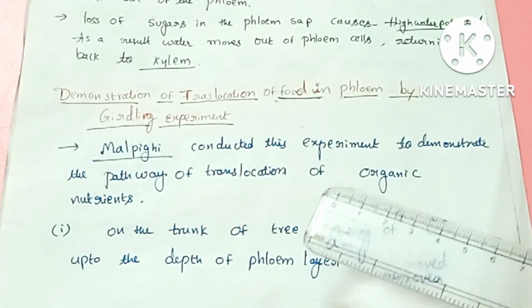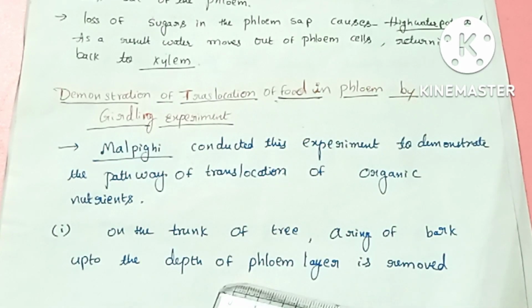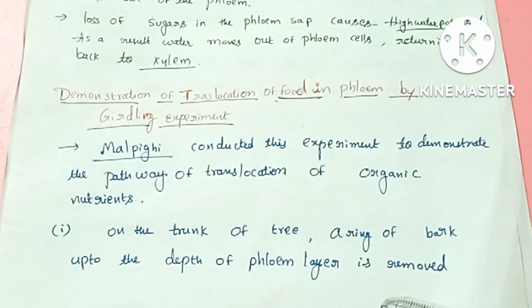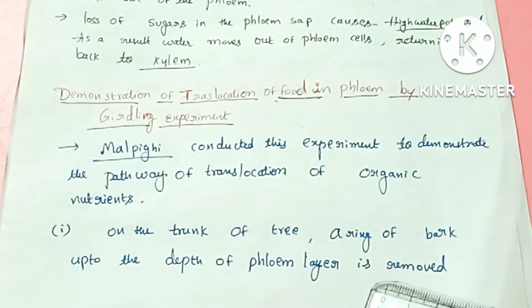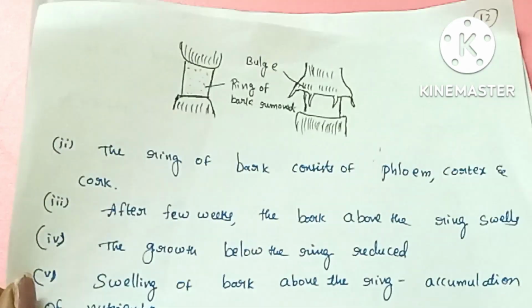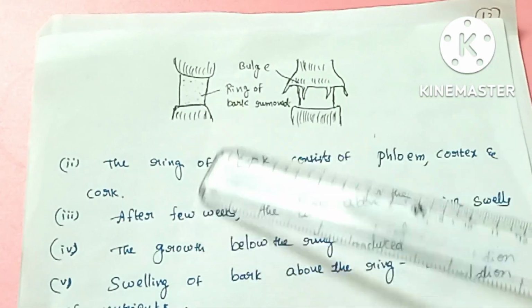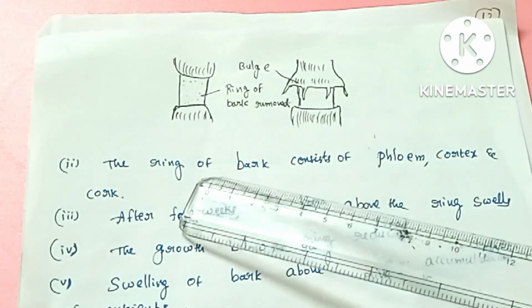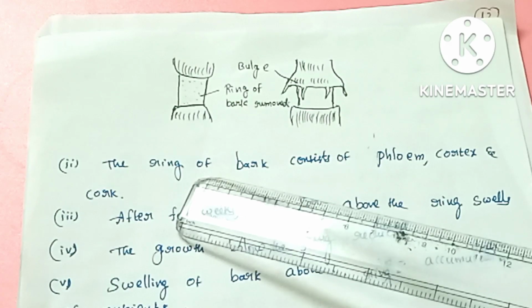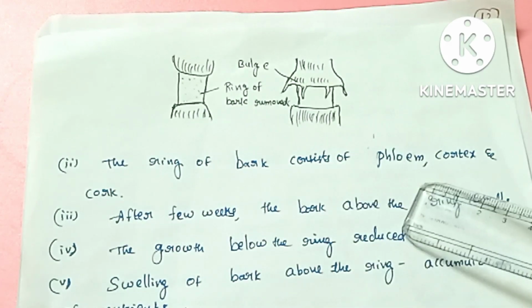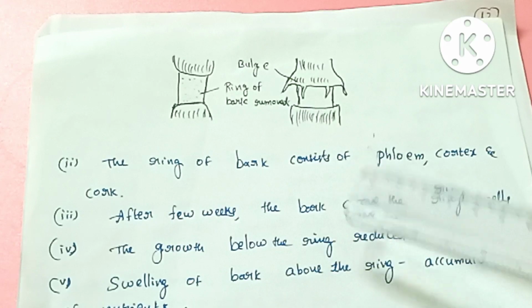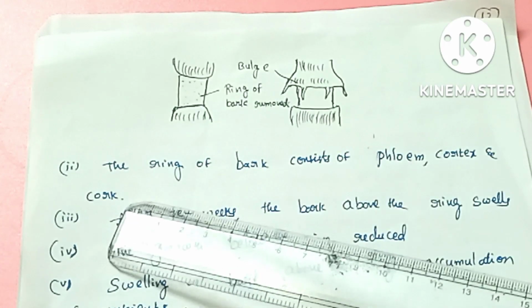For this experiment, we take a tree, and on that tree a ring of bark up to the depth of the phloem is removed. Up to the depth of the phloem, the bark of that trunk is removed. After removing the bark, the plant will look like this. The ring of bark consists of phloem, cortex and cork. So phloem, cortex and cork were removed.